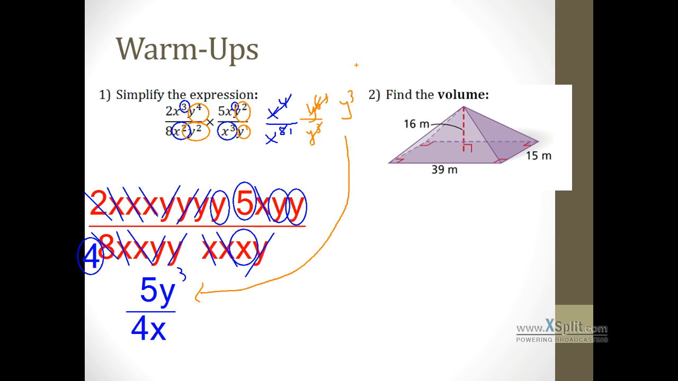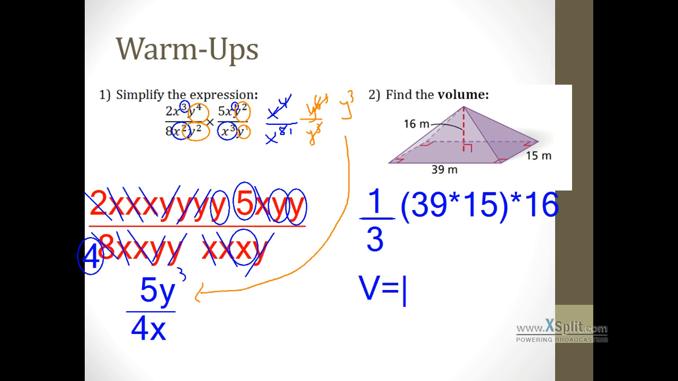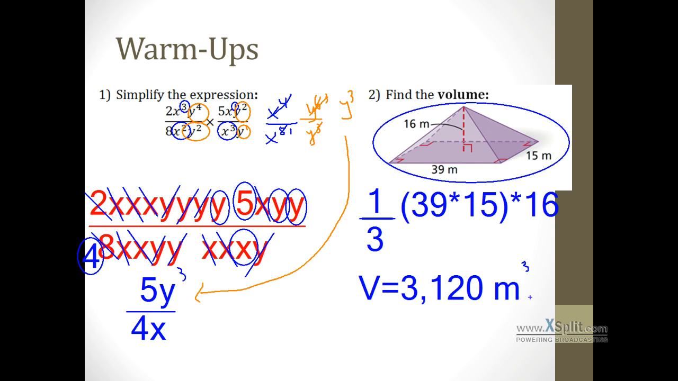As far as the volume problem, keep in mind we had that one day where we were pouring pyramids into prisms, and we found out that 3 pyramids end up making a single prism. For this problem, we can go ahead and say that 1/3 multiplied by the base area of 39 times 15, multiply that by the height. You're going to end up getting a volume of, I believe if you multiply that out, 3,120 meters cubed. Remember, we have cubic meters because we're dealing with 3 dimensions. It's meters by meters by meters, meaning we have cubic meters.